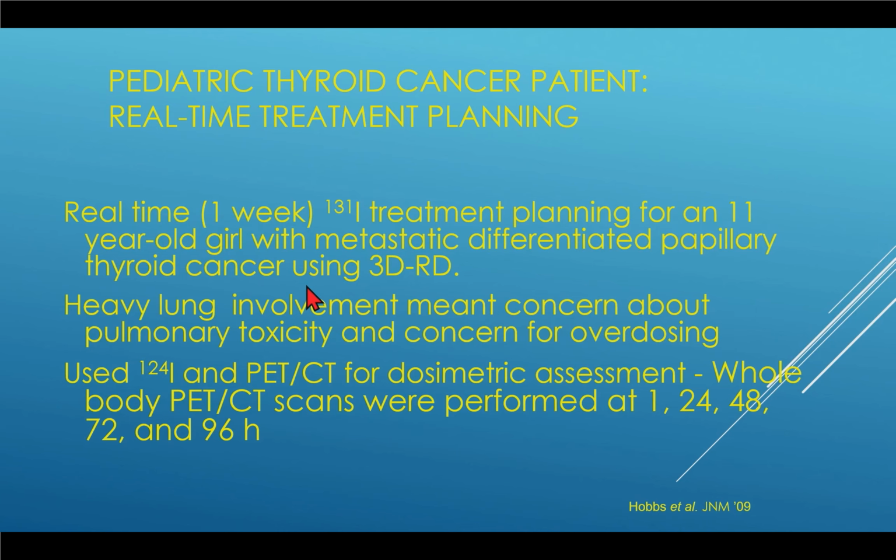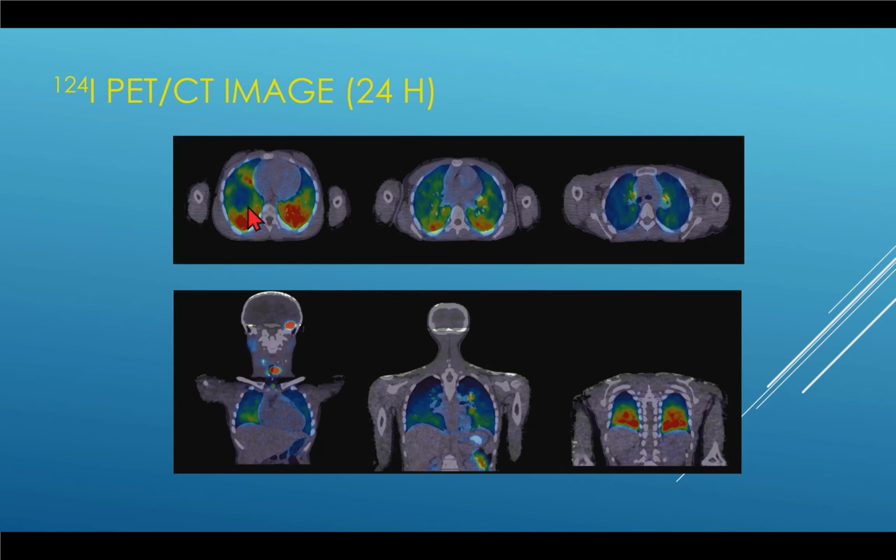So we used I-124 and PET to image, and here you can see some of those images. This is at 24 hours, so you can see why there's concern. You can see a lesion here up in the brain, and you can see there's a large amount in the lungs. So what if we give a standard amount and it's too much to the lungs?